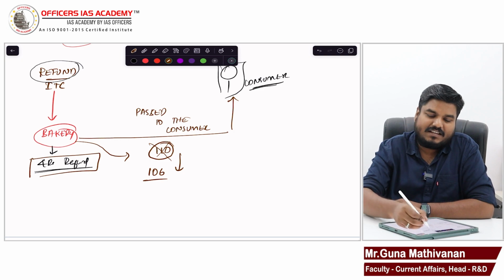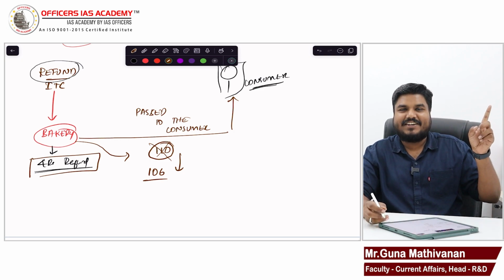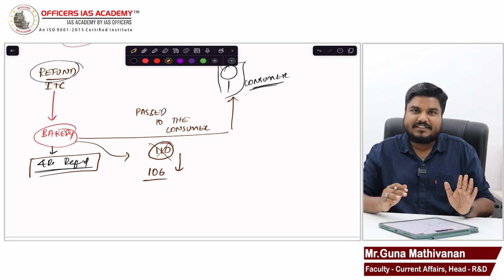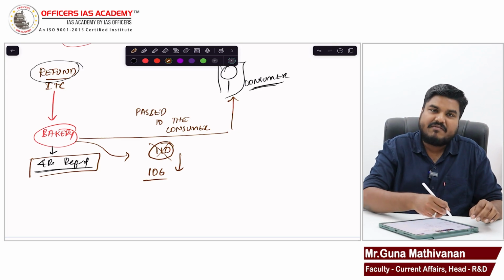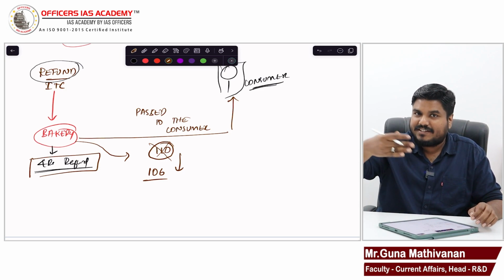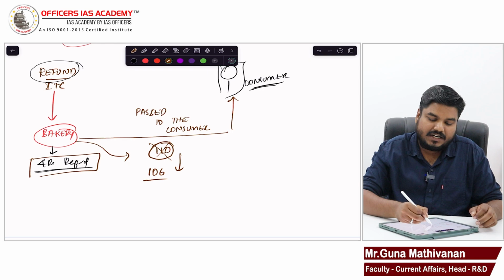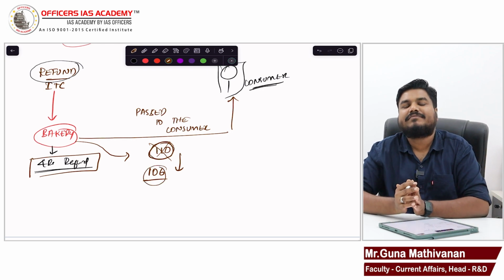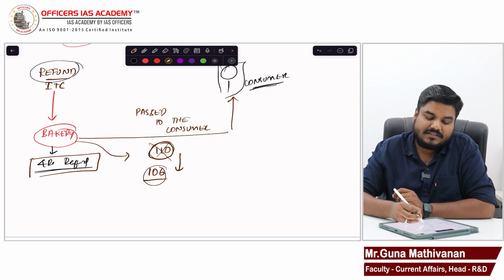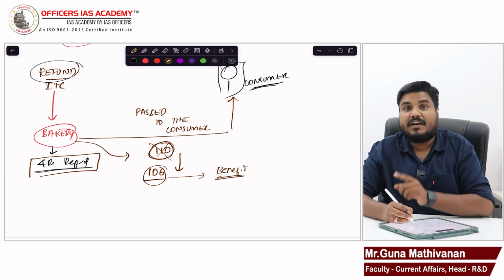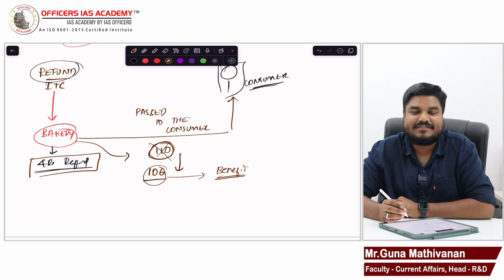When they reduce the price, the consumer gets benefited. Don't think about how the consumer who purchased the first time will be benefited. The idea is that the refund will be given to the bakery so that from the next time, the bakery will be reducing the price from 110 to 106 rupees. So when it becomes 106, that is the benefit for the consumer, because he was paying 110 earlier, now he pays 106.